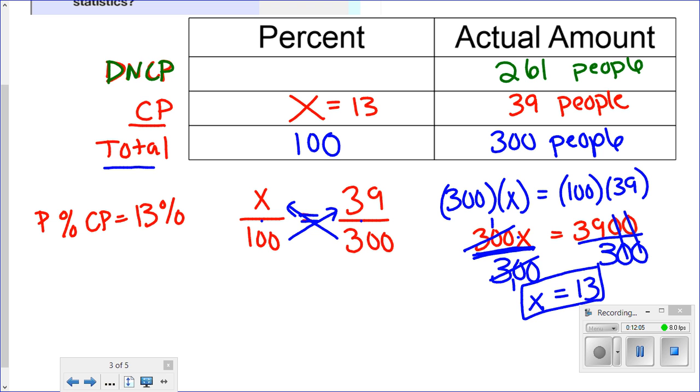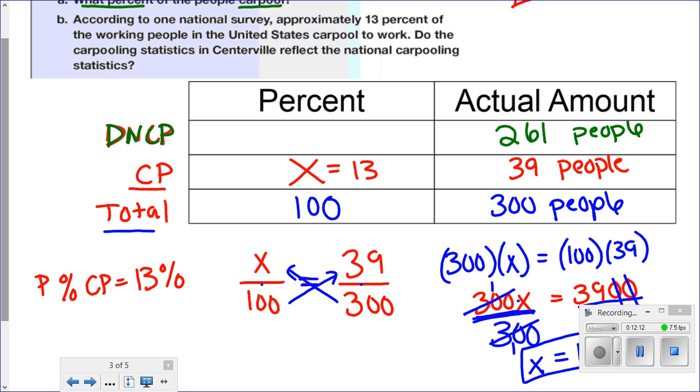If you know that 13% carpooled, you should also be able to answer the question that is next. According to one national survey, approximately 13% of the working people in the United States carpool to work. Do the carpooling statistics in Centerville reflect the national carpooling statistics?